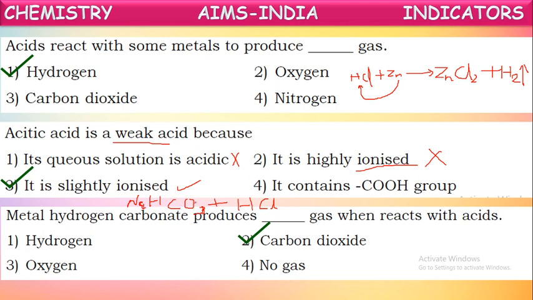Sodium bicarbonate on reaction with hydrochloric acid forms a metal salt. Here the metal salt is sodium chloride, and water is formed. Along with these two, the gas evolved will be carbon dioxide. Carbon dioxide gas is evolved when metal carbonates and metal hydrogen carbonates react with acids, both form carbon dioxide gas.